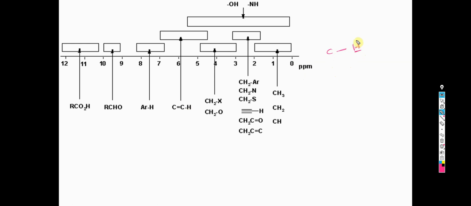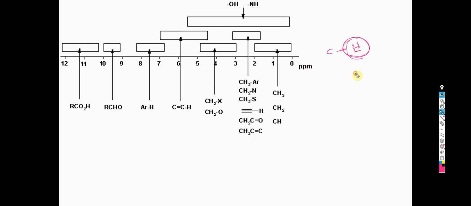Now, depending on how much electron density there is, the hydrogen is going to appear at different regions in the proton NMR spectrum. Generally speaking, not always, since a couple of other things also happen, the more electron rich a hydrogen is, the lower ppm value it is going to appear at. That's the first simple rule you need to know.